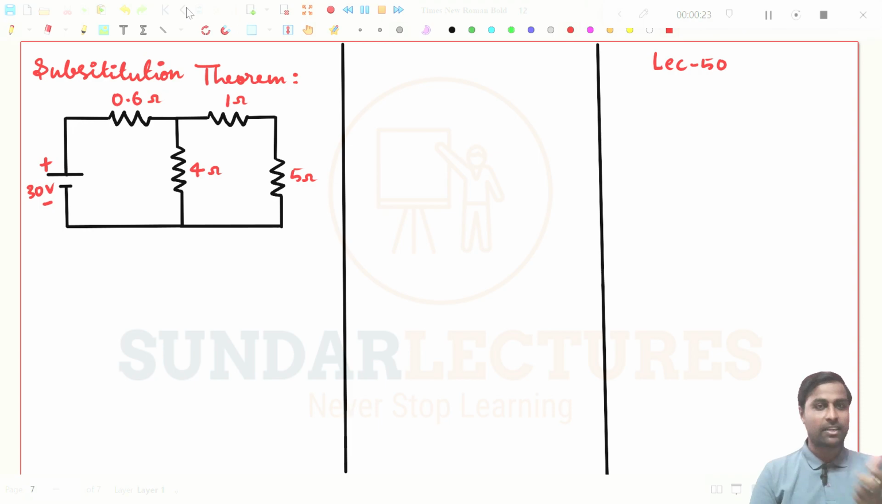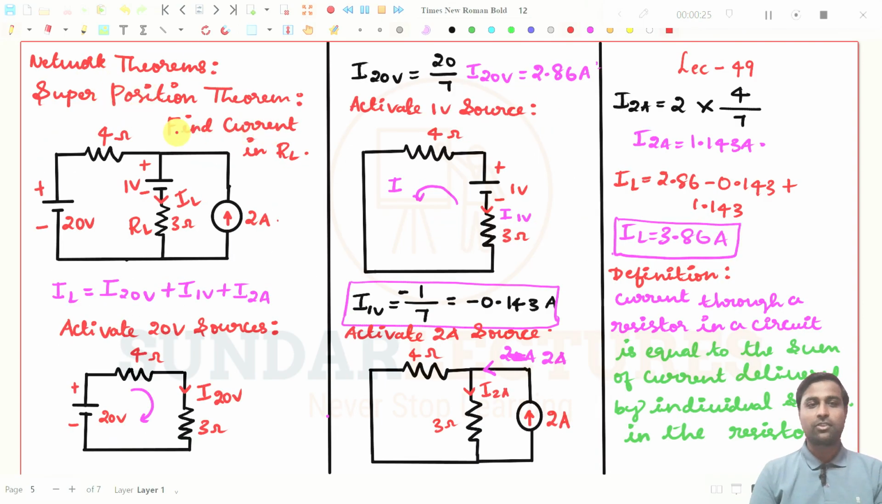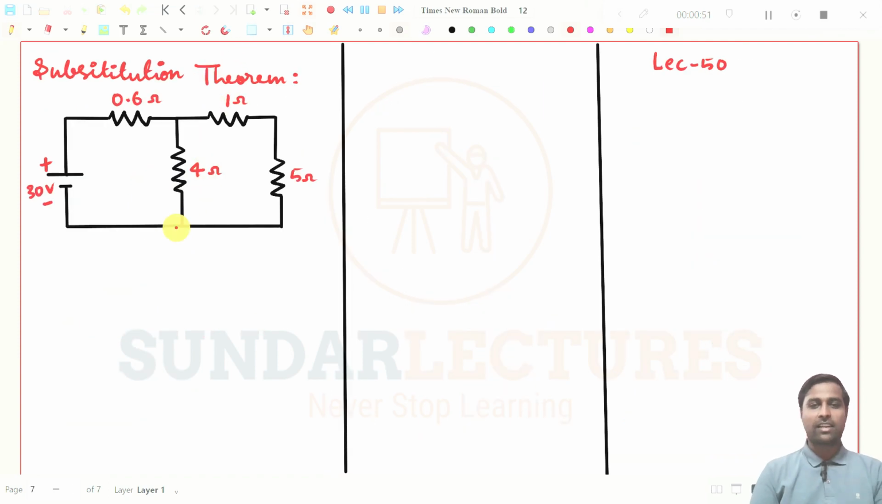So in the previous lecture we have seen the superposition theorem, and we found the current through this load resistance by a different procedure, by activating the individual sources. We found the current through this particular resistance and summed up the currents from the individual sources to get the final value of the current through this 3 ohms resistance. And in this class we are going to see the substitution theorem, and it will also help us to get a better insight into Thevenin's and Norton's theorems.